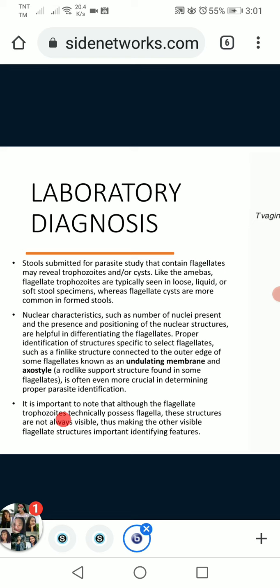Okay? So it is important to note that although the flagellate trophozoites technically possess flagella, these structures are not always visible. Okay? Minsan class, marami kasing parasites class na wherein multiple yung kanilang flagella. Okay? Pero usually, nakikita lang ito yung nasa bottom portion or sa top portion. Yung iba hindi nakikita or hindi visible under the microscope. So medyo invisible siya in the microscope.